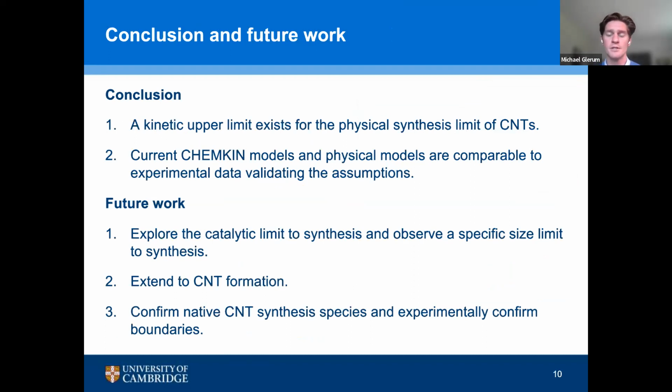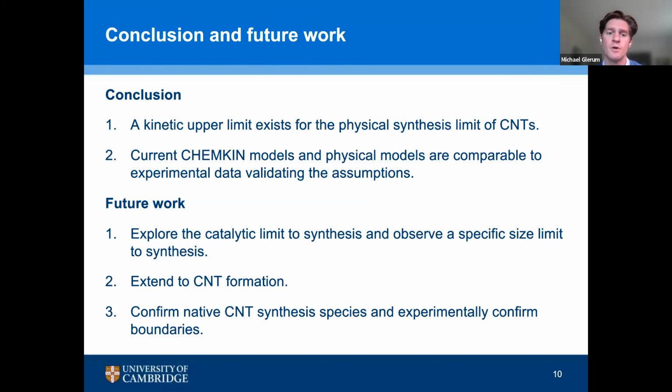So in conclusion, this work has shown from a theoretical and physical standpoint that yes, there does exist a specific upper limit to the synthesis of carbon nanotubes, and that we can use these current models for oxidative environments to predict the formation of carbon nanotubes and show exactly where these boundaries are.